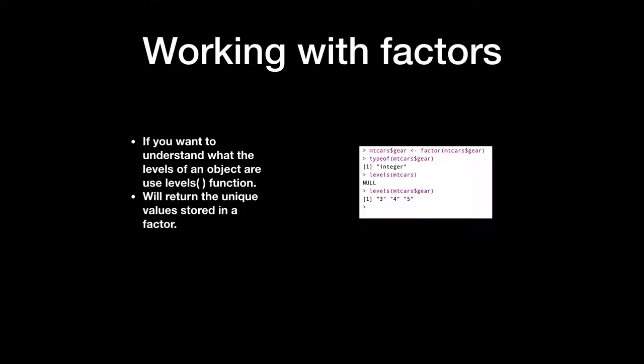So here we took mtcars and the column gear, we turned it into a factor, and put it back into the original data frame. So the type of integer, correct, that works, is a factor. Levels of mtcars is null. So mtcars in general does not have it, but we can take a look at the gears and see that the levels are 3, 4, and 5.